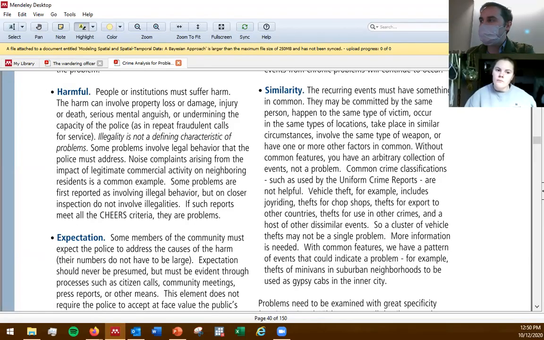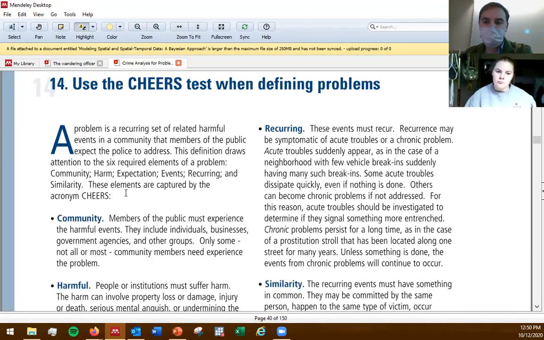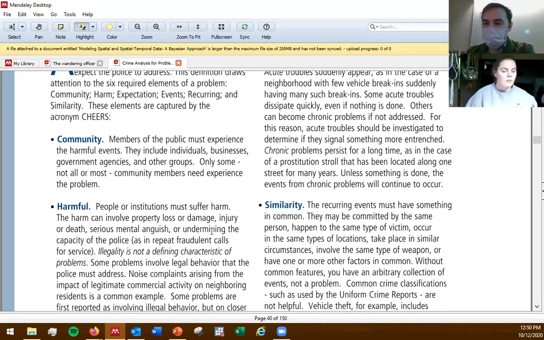So basically, we're focusing on the CHEERS criteria. For anyone who's rewatching this video, it's on page 40 of the Crime Analysis for Problem Solvers handout. All right, it's up on Blackboard. Okay. So, anyone want to go first or talk about their problem or what they're looking at?